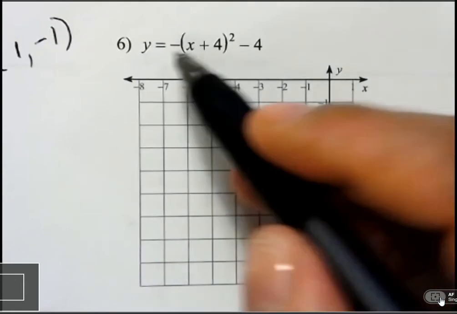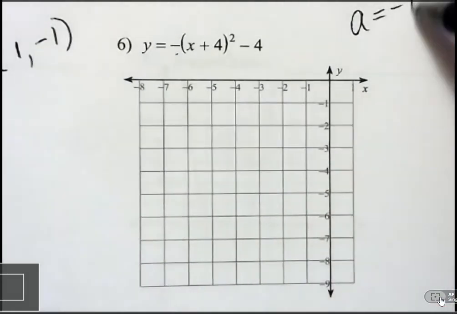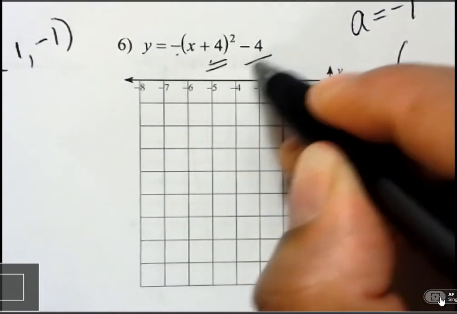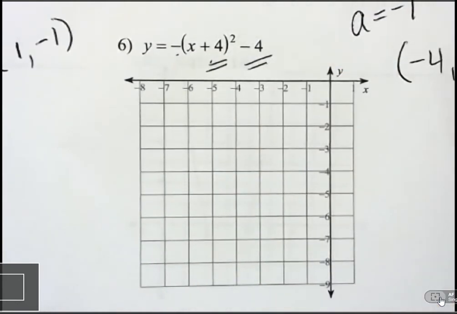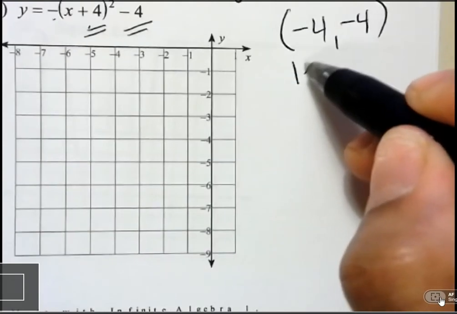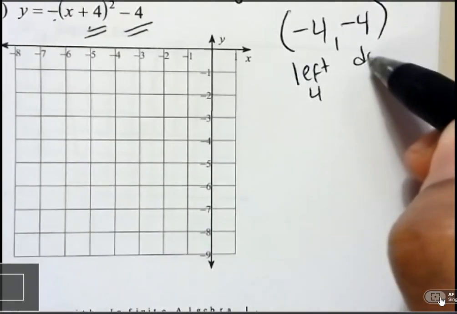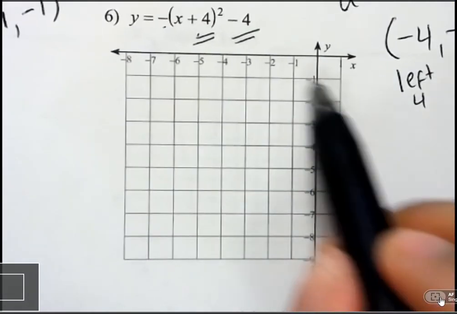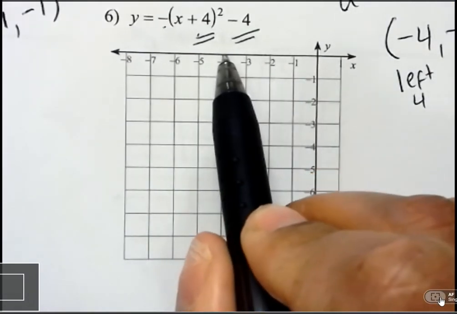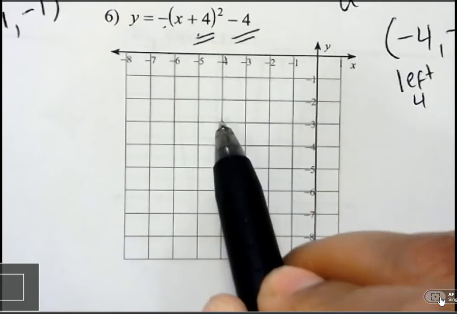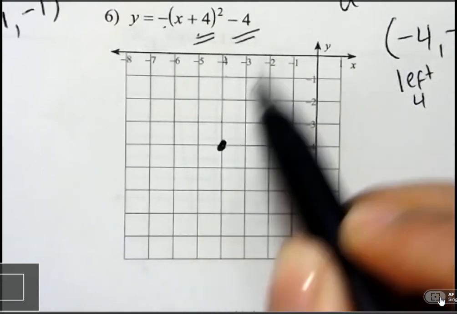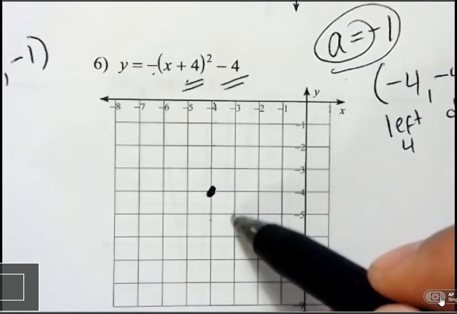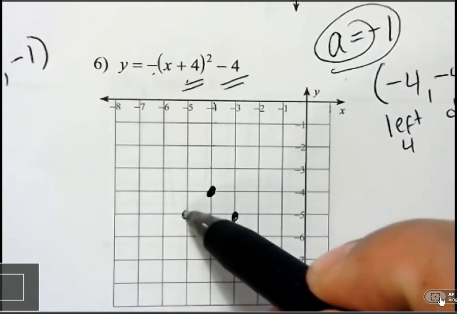Alright, this one, once again, A equals negative 1. The vertex is negative 4 from here, and then negative 4 from here. So that means it moved to the left 4 and down 4. All you have to do is plot the vertex, negative 4, negative 4. And it opens downward. So just go down 1, down 1.